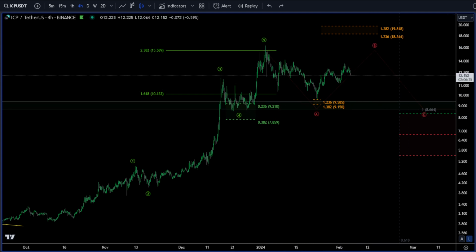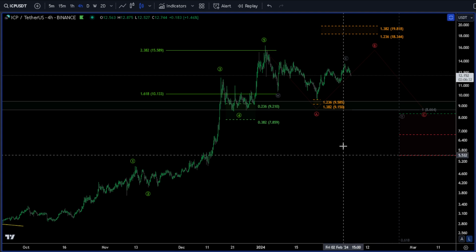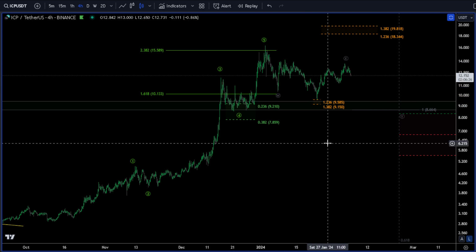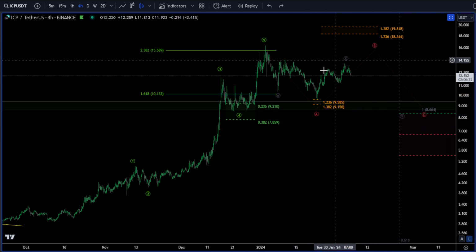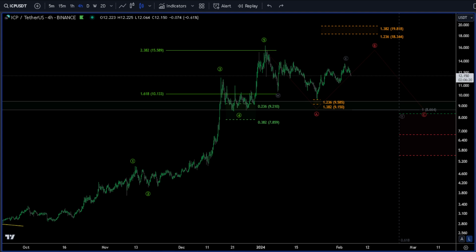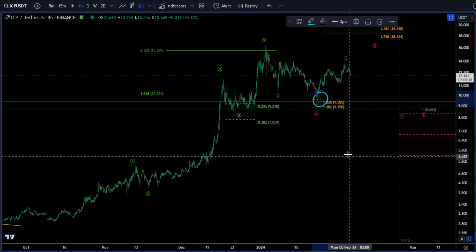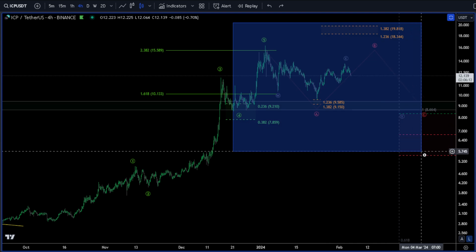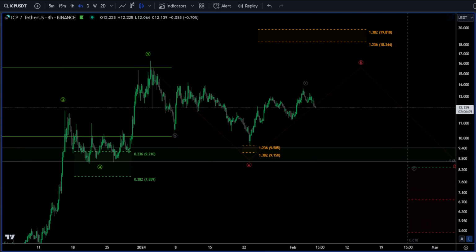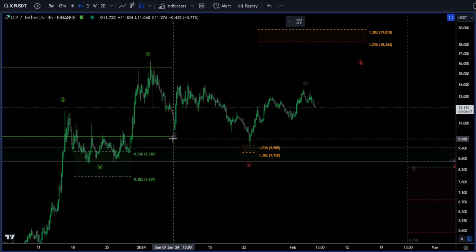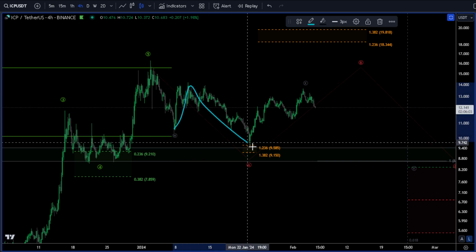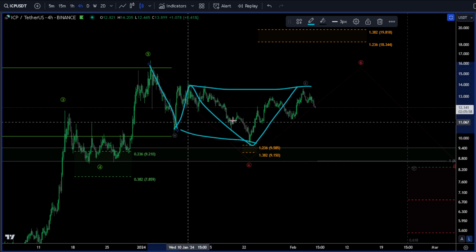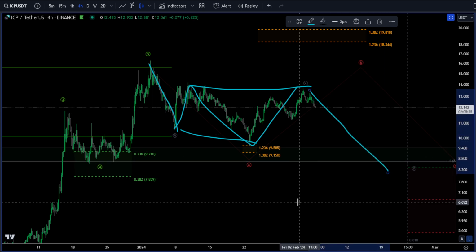All right, so my alternative here is we actually have an X wave in already. This was the alternative because this wave here can be considered a B wave in a flat correction where we get a W wave as a complex correction, then get our WXY, and this becomes a connecting wave, and we get an equal length wave to the downside immediately.